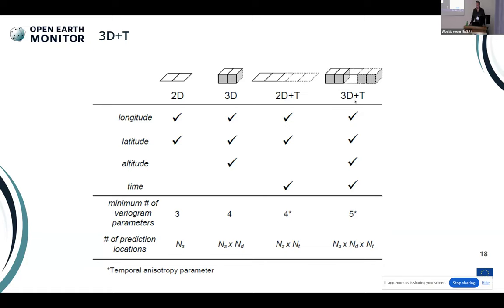So this is 3D plus time. Now, when you have the depth, it's voxels rather than pixels. So you have voxels, and then you have voxels at the next moment.